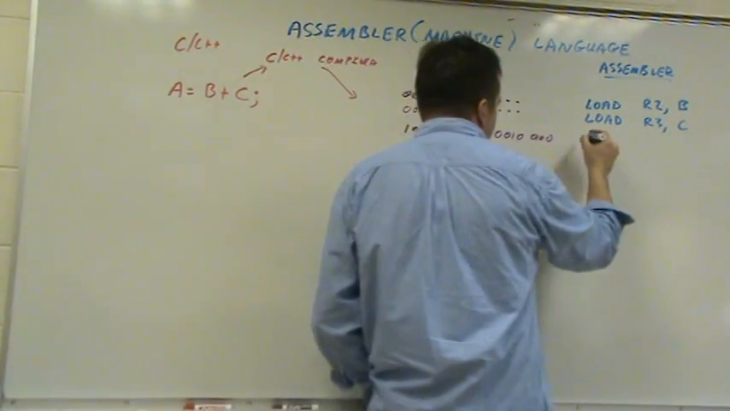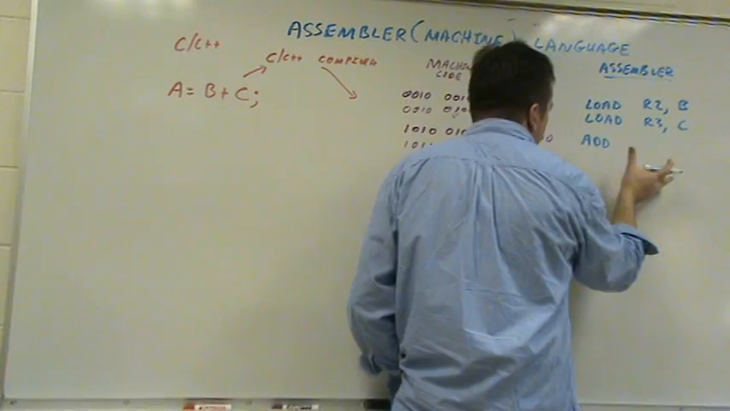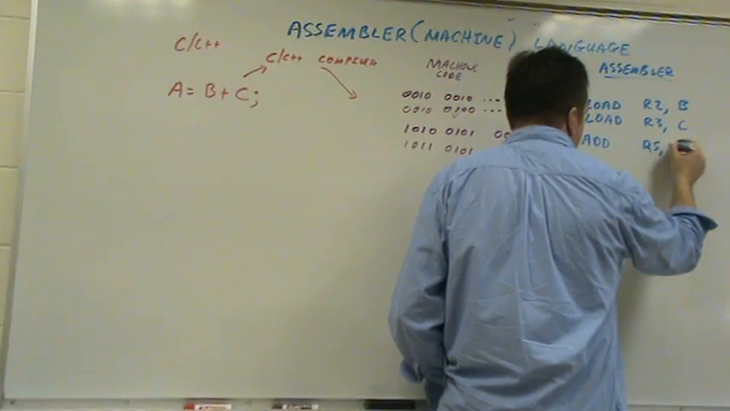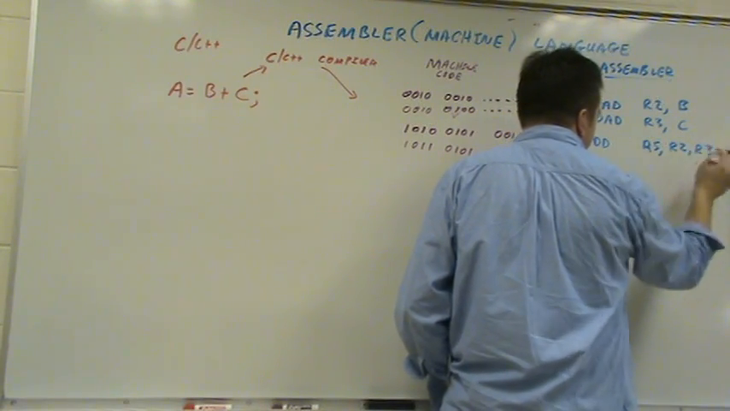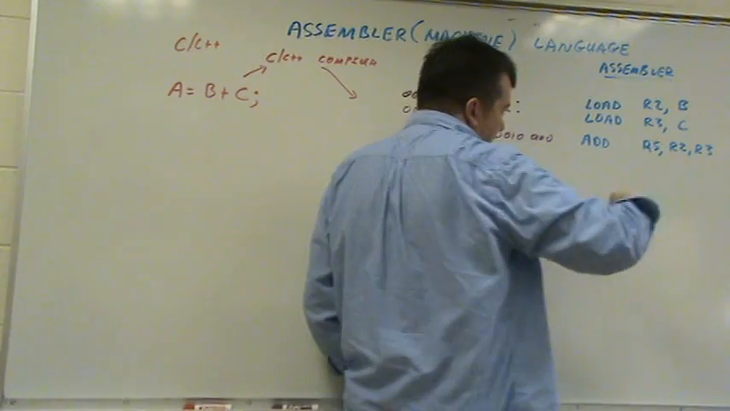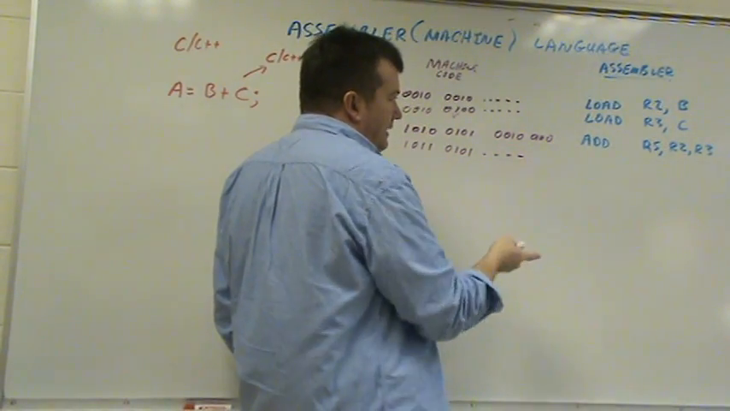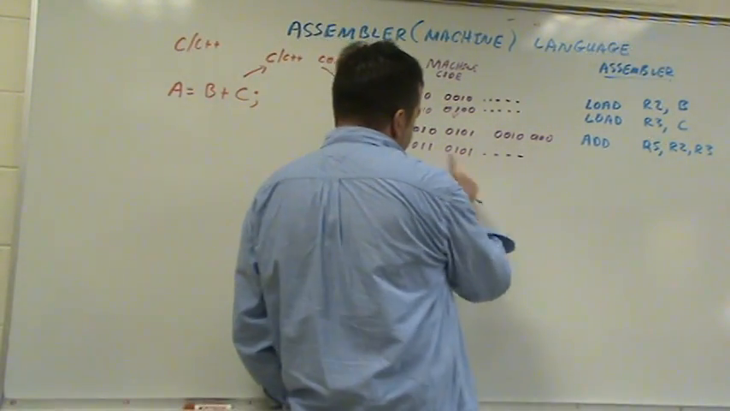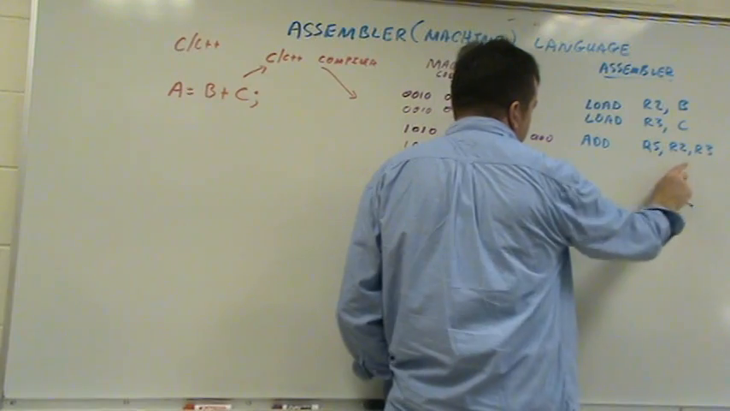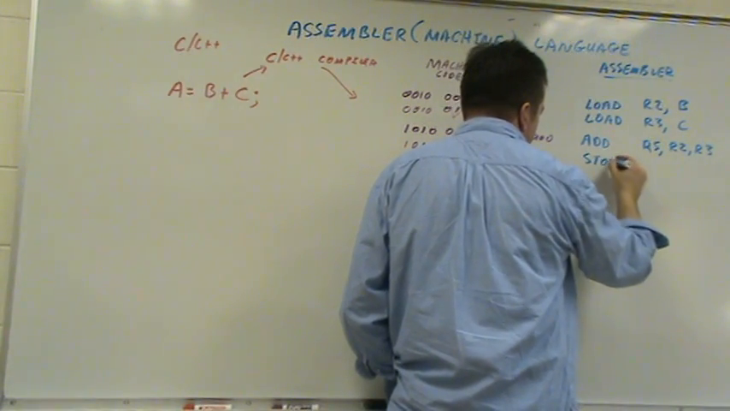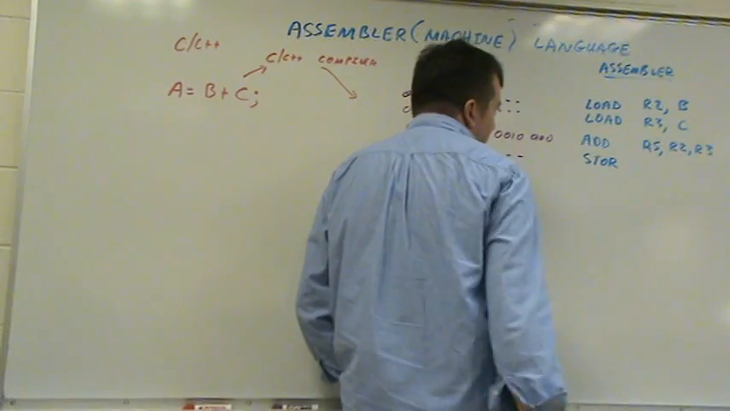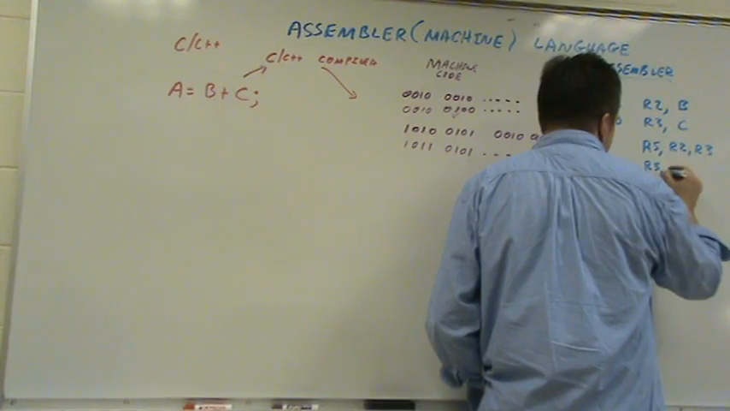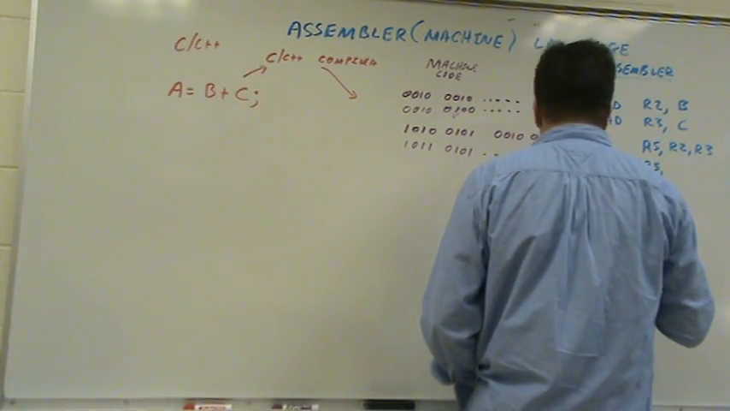Then this instruction could be add. Add, store the results into register 5, the contents of register 2 and register 3. Take what's in register 2, register 3, run them through the electronic adder, and have the results get routed into register 5. And then the last instruction, this is the machine instruction, and this is the corresponding assembler instruction, would be store. For some reason they drop off the E, kind of chop it at 4 letters. Store register 5 into memory location A.